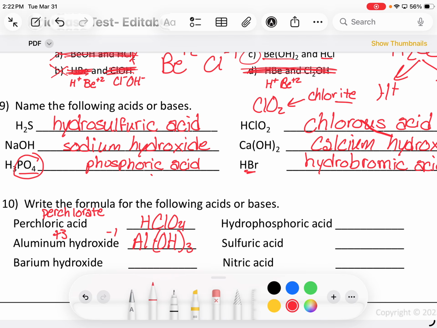Good. Barium hydroxide, so barium is Ba. What charge does barium have? Looking at your periodic table, it's in group 2, so it has a +2 charge. Hydroxide has -1 charge. Each element's charge becomes the other element's subscript.